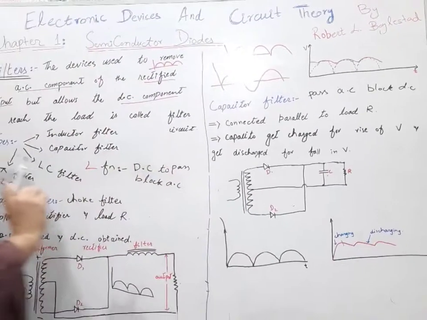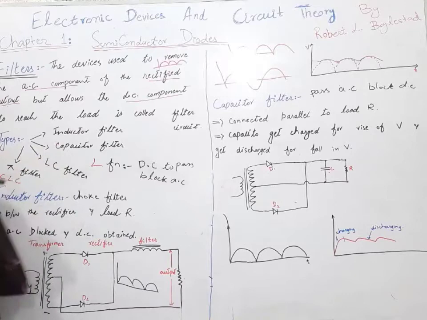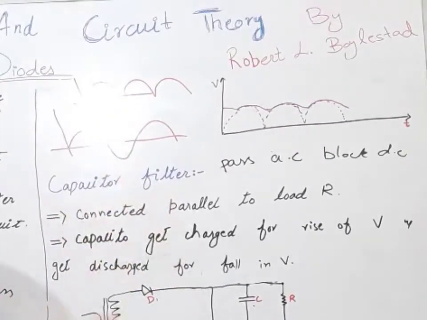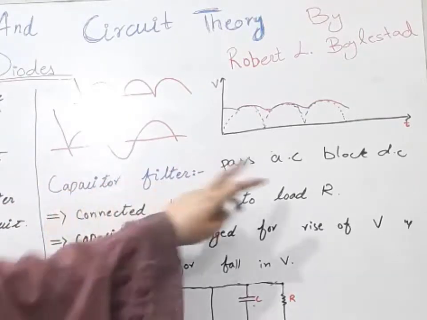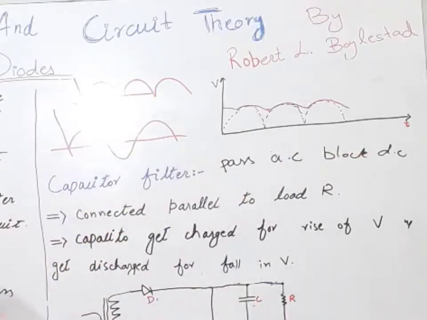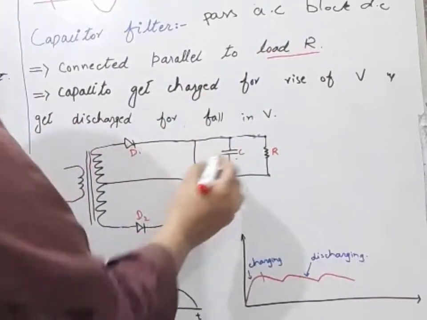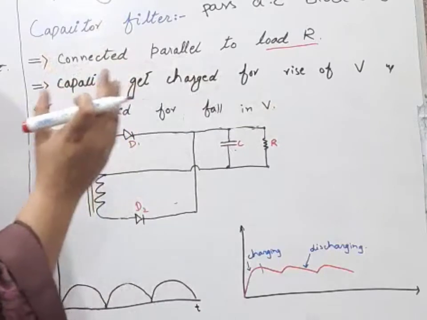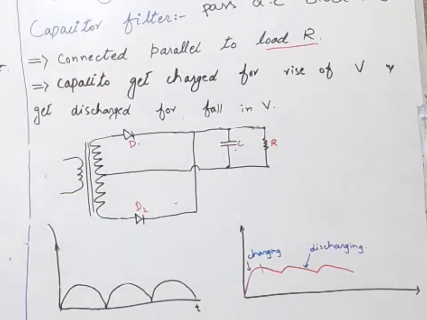Now we will discuss our second filter, which is the capacitor filter. What are capacitor filters? The function of an inductor is to pass DC, but the function of a capacitor is opposite to the inductor. It will pass AC and block DC. It is connected in parallel to the load resistance. So you can see here it is connected in parallel to the load resistance, but the inductor filter is connected in series with the load resistance.